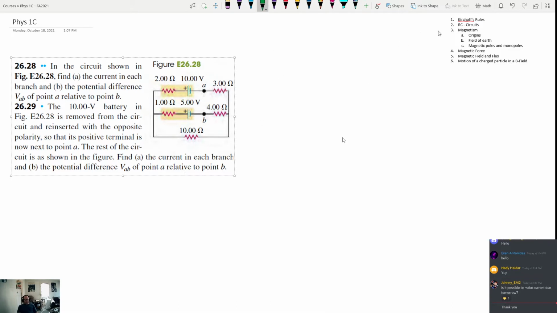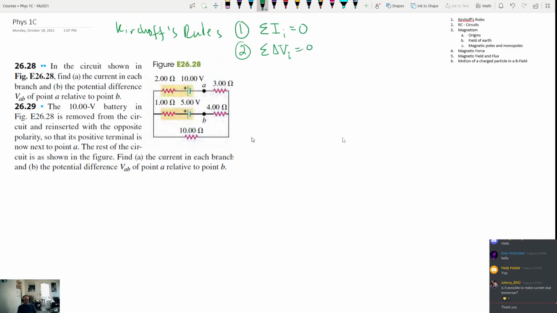Right, what did we learn last time? We learned that there are 2 rules that we call Kirchhoff's rules: there's a loop rule and a junction rule. The junction rule says that if you sum all of the currents flowing into a junction, they should add to 0, and the loop rule says if you sum all the voltage drops around a loop, those should add to 0. Those are the 2 rules.